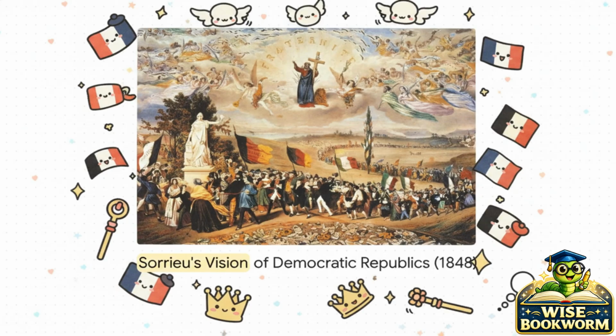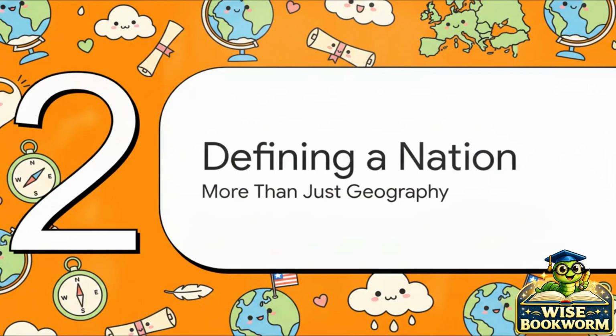And if you look closely at the foreground, you'll see the shattered remains of absolute monarchies, literally crowns and scepters just tossed in the dirt. In Souriau's grand vision, people aren't grouped by who their king is, but as distinct nations, identified entirely by their flags and national costumes. It was this beautiful, radical dream of worldwide democratic republics at a time when monarchs still completely ruled the continent.